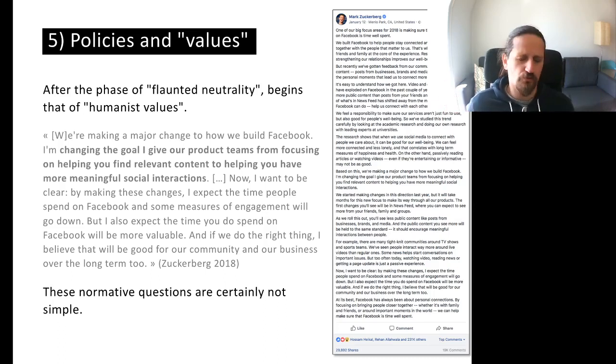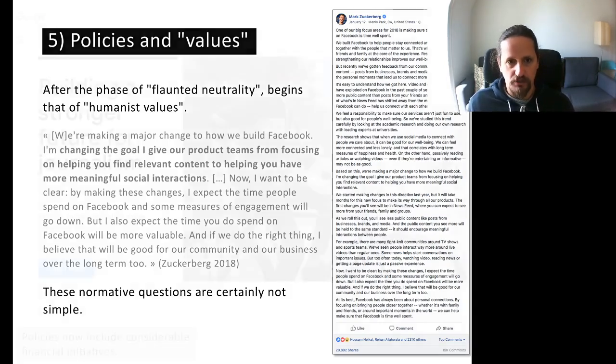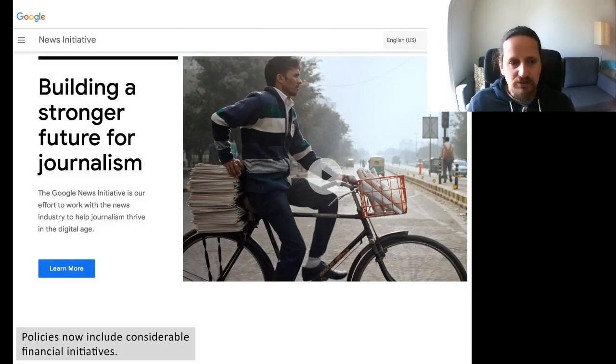Independently of the question whether it's true or cynical, I don't want to talk about that. But here we can really see this shift from a kind of neutrality, right, to something like humanist values, meaningful social interaction. Interestingly, in the next paragraph, he says, but don't worry, shareholders, it's also going to be good for the company. But I think those are really complex questions, right? Who should take on these much more sensitive tasks when it comes to questions of speech and so forth? But this goes into many different directions.